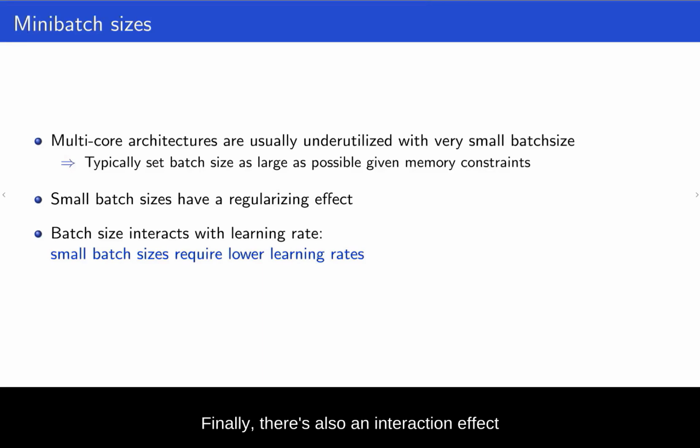Finally, there's also an interaction effect between the batch size and the learning rate. Smaller batch sizes typically require smaller learning rates, because a small batch size leads to a large noise in your gradient estimate. And if you then do a large step along this very noisy estimated gradient, that might just lead to a region with very bad performance. More specifically, it has recently been argued that there is a one-to-one relationship between batch size and learning rate, and that if you divide your batch size by a factor of k, then you should also divide your learning rate by a factor of k to get the same behavior.